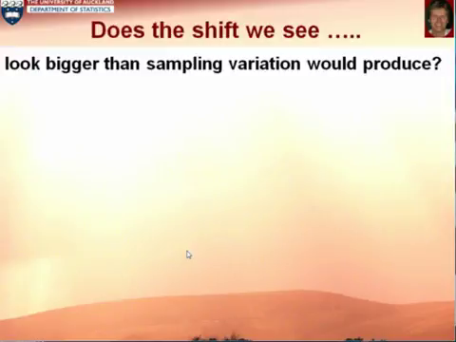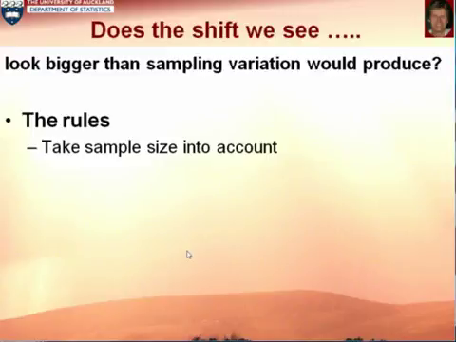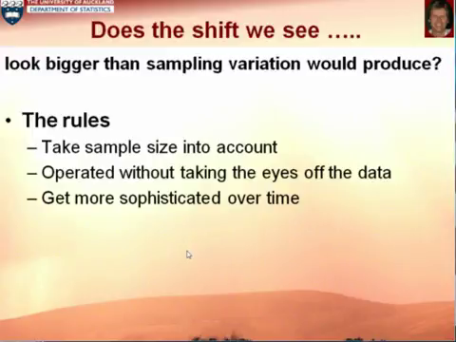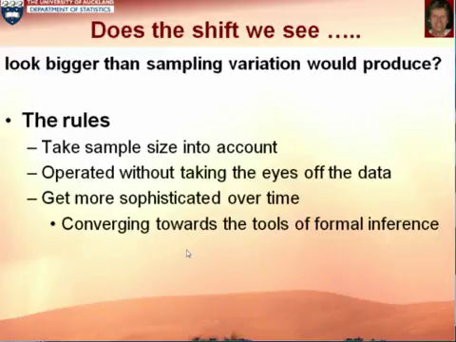So the question is, does the shift we see look bigger than sampling variation would produce? Here are our rules. They take sample size into account, because it's very, very important. They can be operated almost entirely without taking the eyes off the data, so you're still keeping in your mind what this is all about. They get more sophisticated as you go through from 5th form, 6th form, 7th form, and they're converging towards the tools of formal inference. We're getting very, very close to proper confidence intervals by level 6.